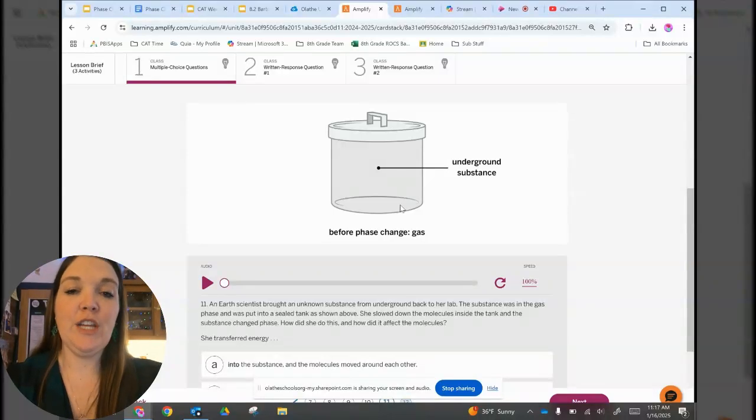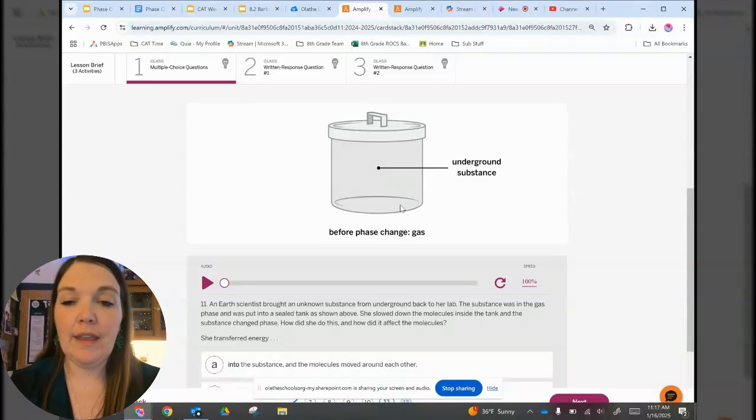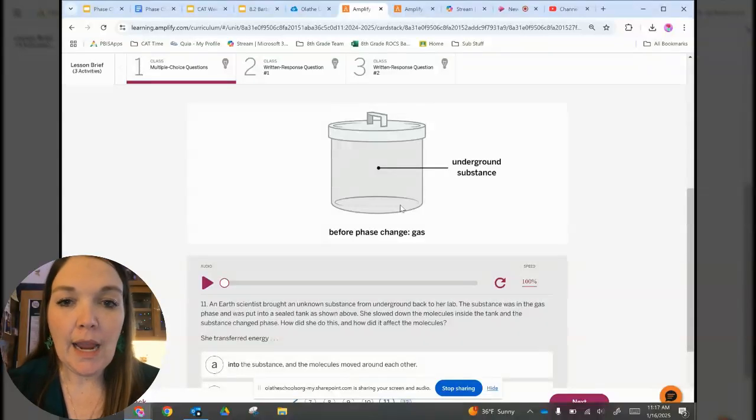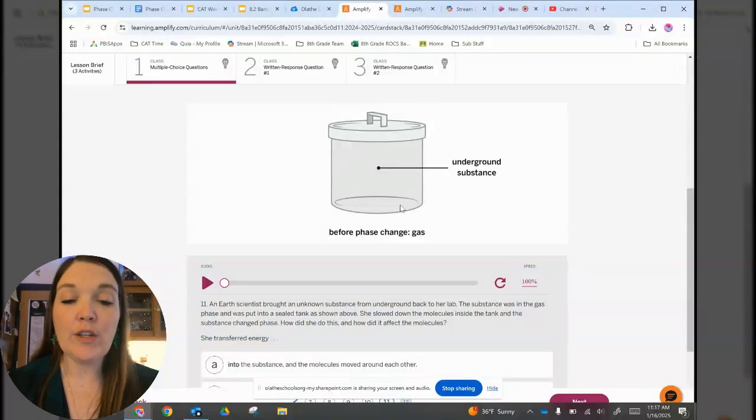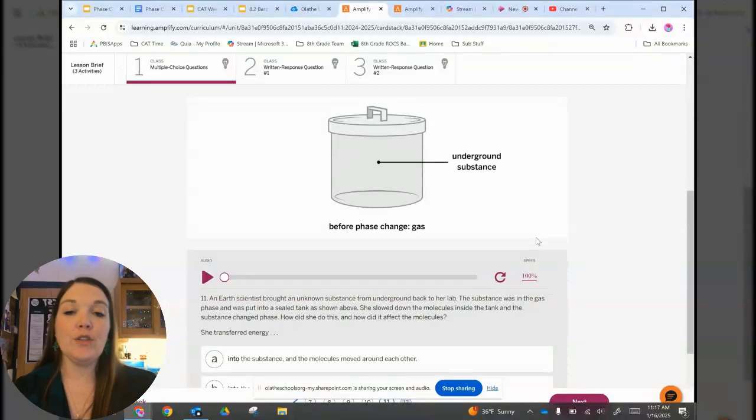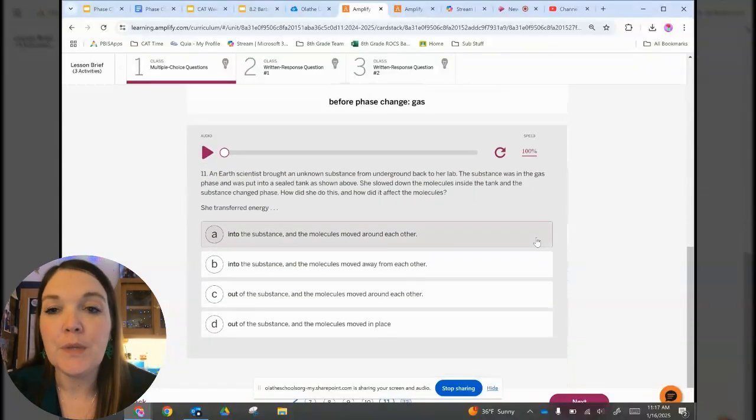All right, phase change. Critical juncture number 11. We have a diagram with an underground substance and the phase change. Before the phase change, it was a gas. So let's read the question and look at all four answers to figure out what is our best answer.